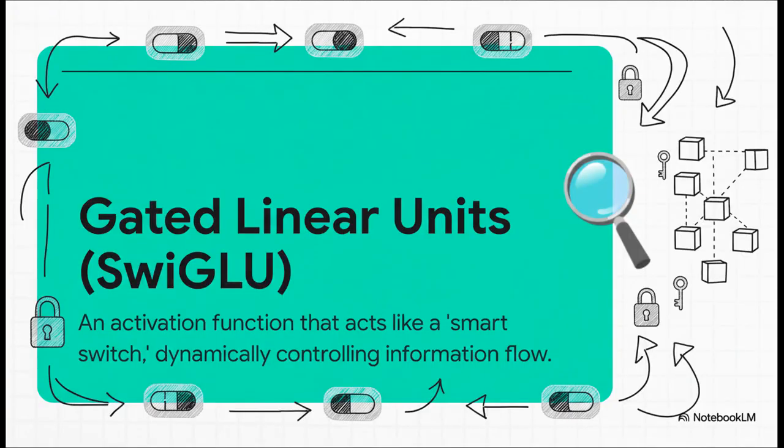And one of the biggest upgrades came in the form of the activation function. See, older models used something simple like ReLU, which is kind of like a dumb on-off switch. But the field moved to these things called gated linear units, with the most popular one being SwiGLU. And you can really think of it like a smart, data-driven dimmer switch. It actually learns when to let a lot of information through and when to dial it back. It's a much more nuanced way of controlling information flow, and boy, has it proven to be effective.